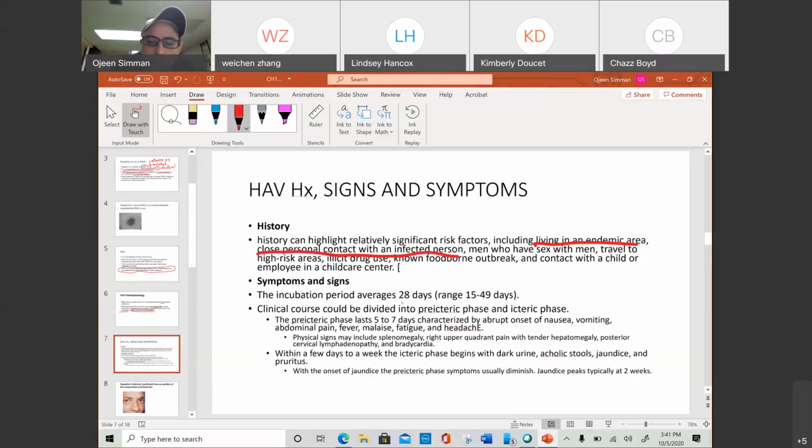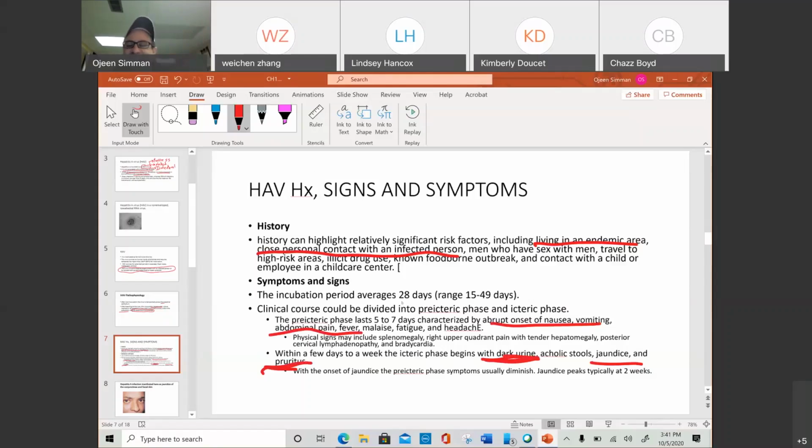The symptoms are basically you get abrupt onset of nausea, vomiting, and fever. They could have abdominal pain. Then, a few days after that, patients will have dark urine, jaundice, and pruritus.